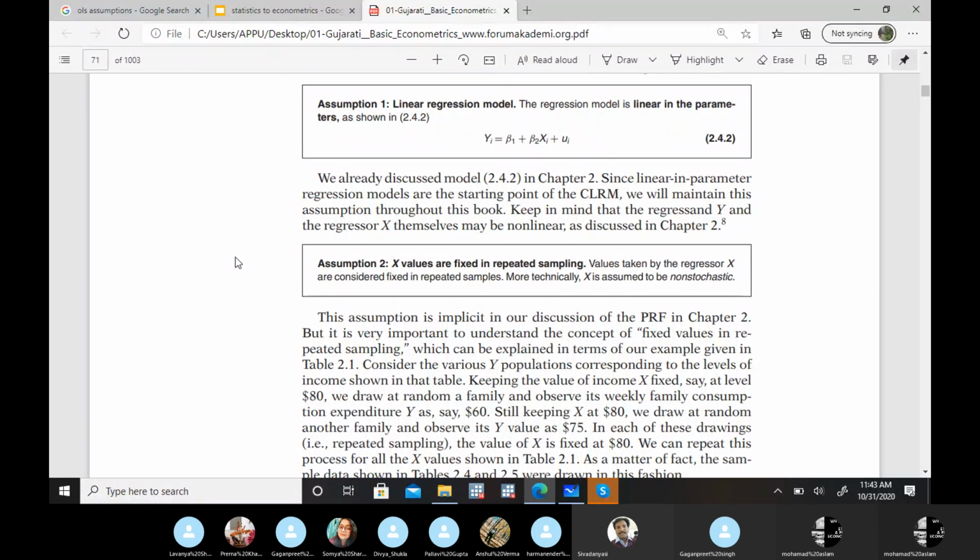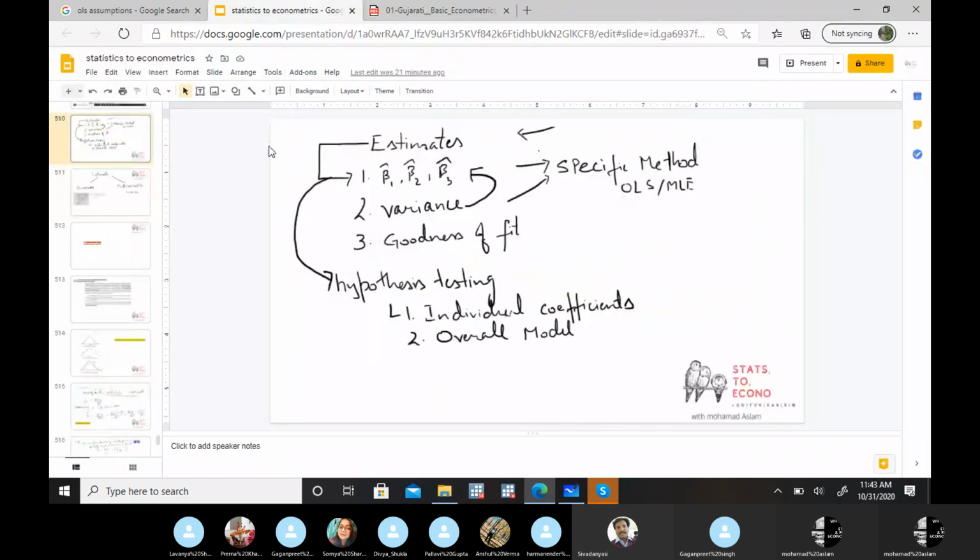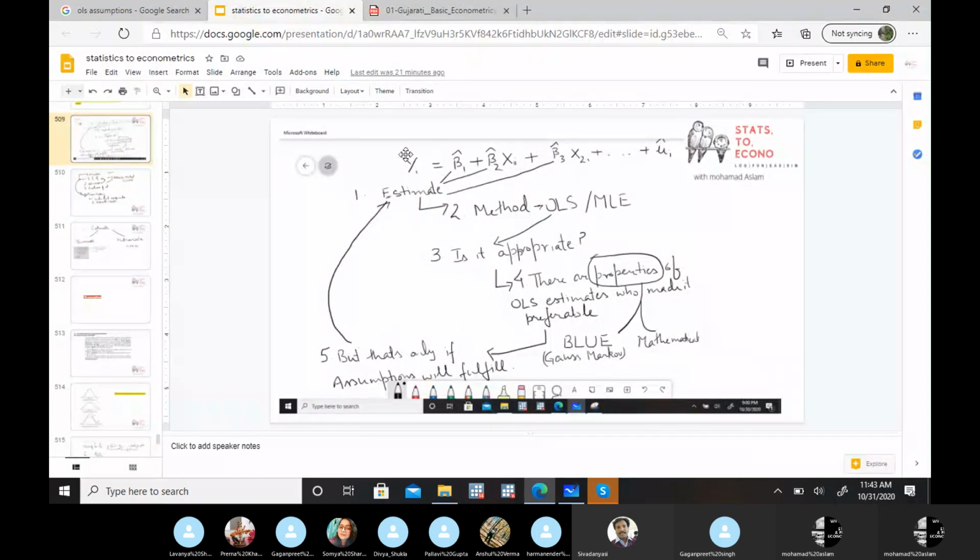Next, x values are fixed in repeated sampling. Now, I told you in the starting, you have to keep this in mind: these assumptions are about your econometric models, either the variables, the relation of these variables, the type of these variables, or the residual. One way or another, these assumptions are connected, because the estimation derivation we are doing and the properties we are looking at, on the basis of which we adopt the OLS method, are based upon the assumptions. That's why this is a crucial term.